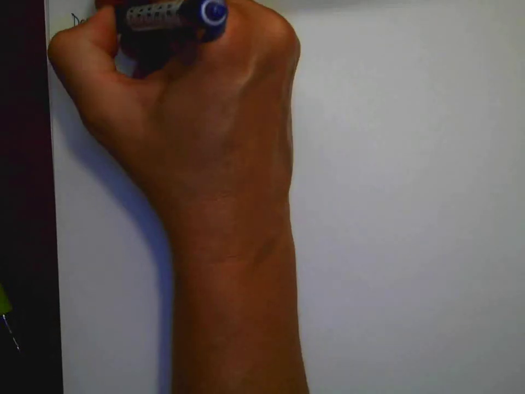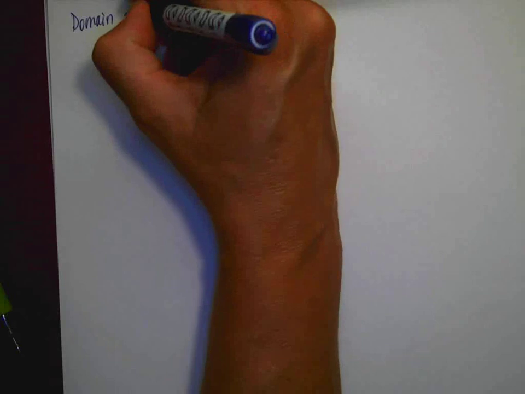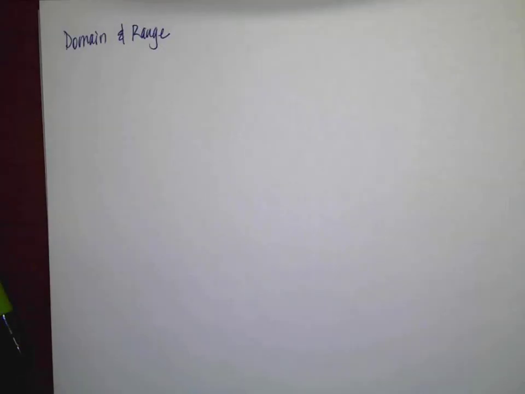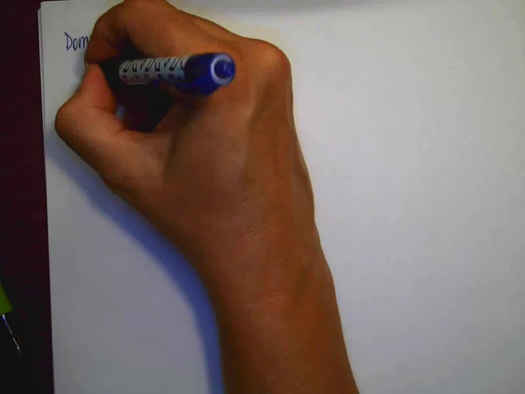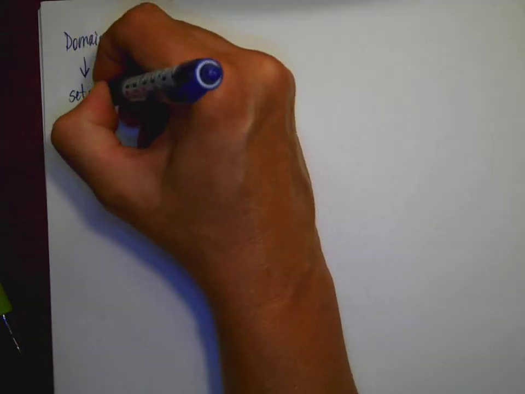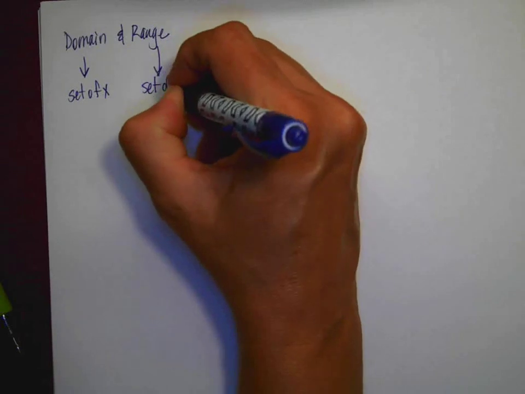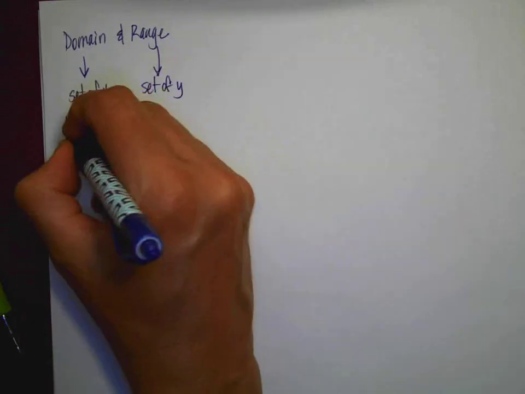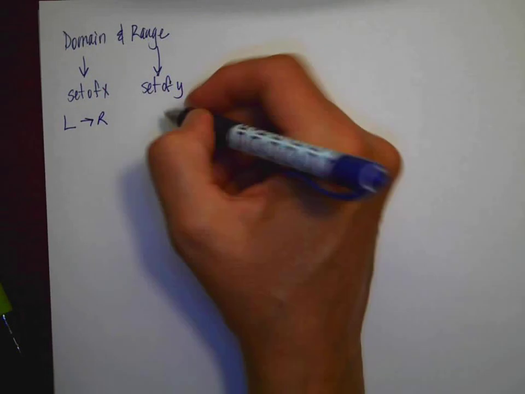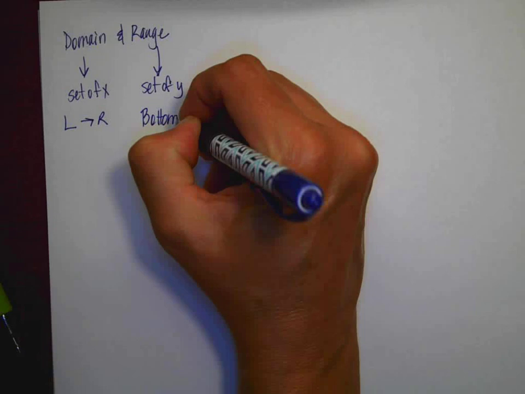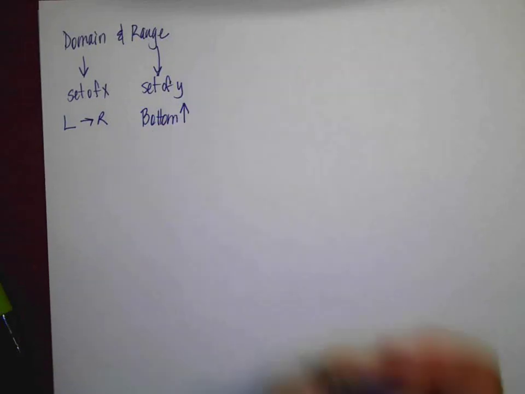All right. The next thing I want to talk about is domain and range. You've talked about this for a million years, but we will use this a lot this year, so we want to go back and review it. So remember that domain is the set of x values, and range is the set of y values. Domain is read left to right, and range is read bottom up.